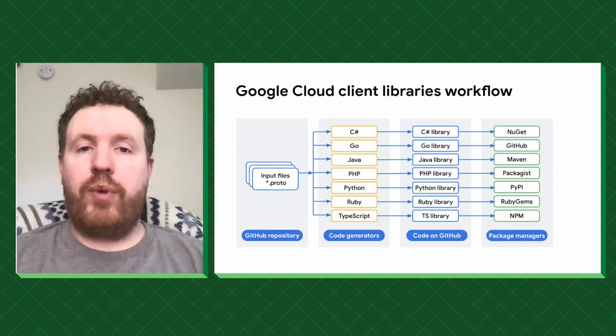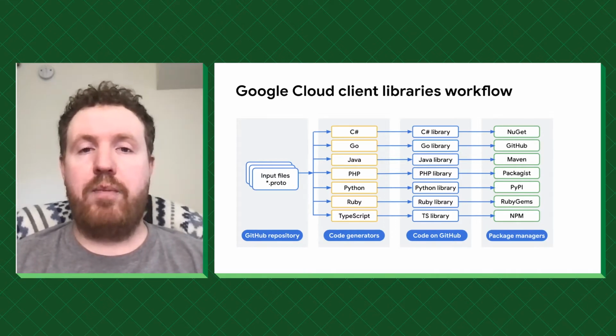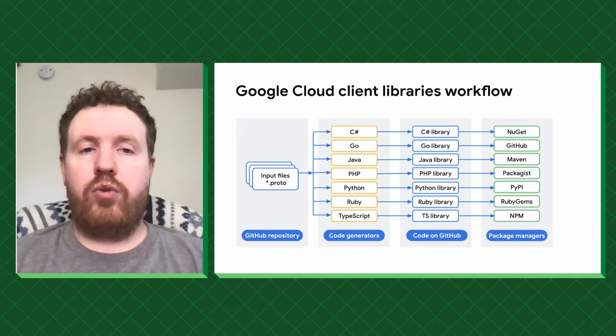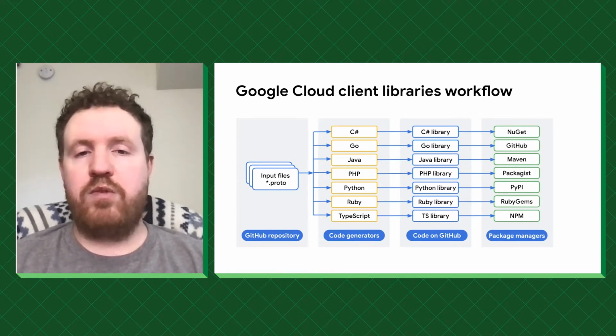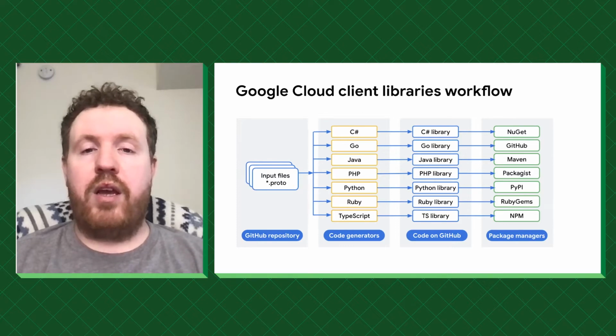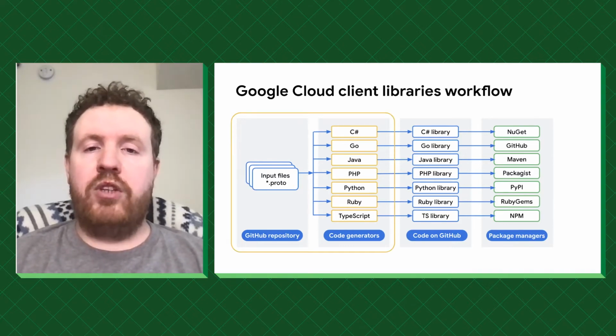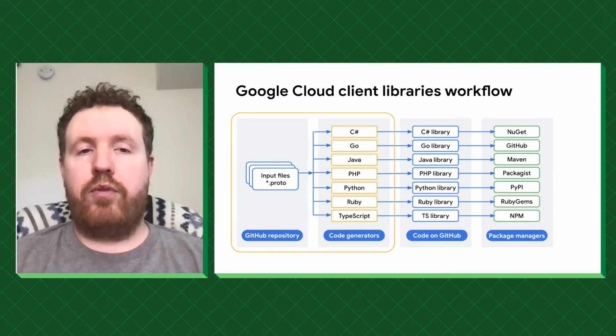We develop code generators that produce hundreds of client libraries for various Google Cloud APIs in 7 programming languages. The source code of all the libraries is stored on GitHub, and from there we publish them to the corresponding package managers, such as npm for TypeScript, PyPI for Python, and so on. Today we are going to talk about the generation part of the workflow.